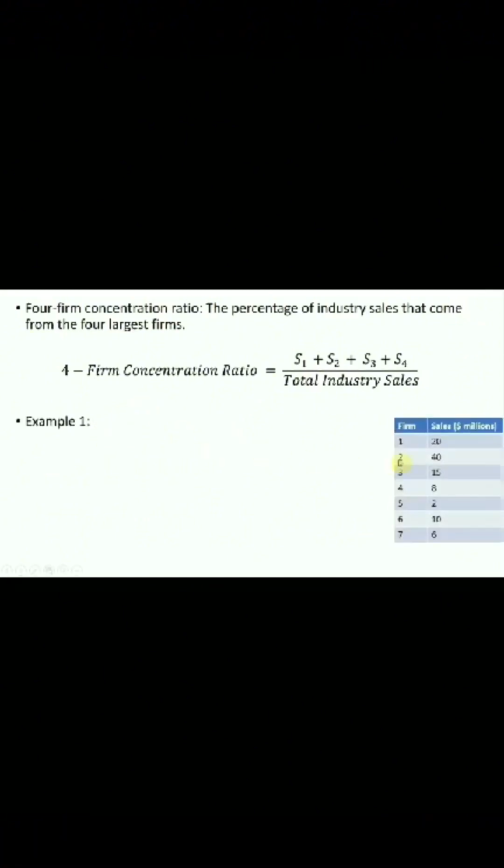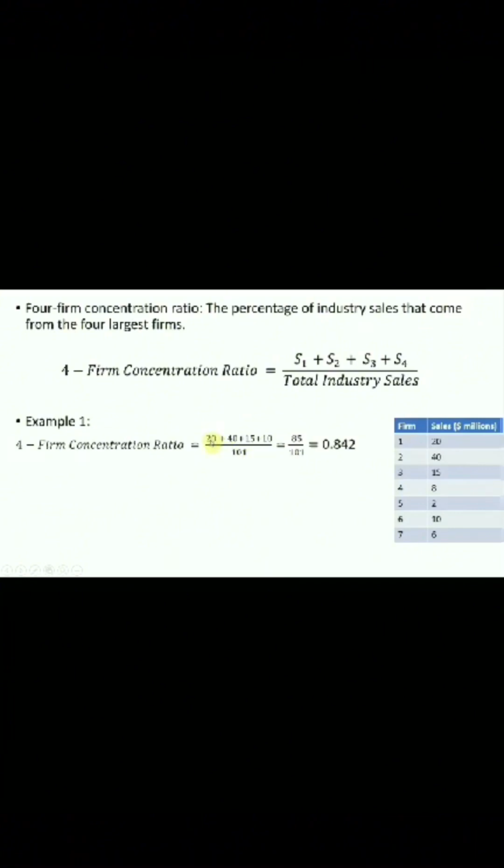So example 1: we have a 7-firm industry, firms 1 through 7, and here are the sales in millions of dollars for those firms. Let's calculate the four-firm concentration ratio. The denominator here, 101, is just the sum of all these numbers, 20 plus 40 plus 15, all the way through the 7th firm. So these 7 firms have a total of $101 million in sales.